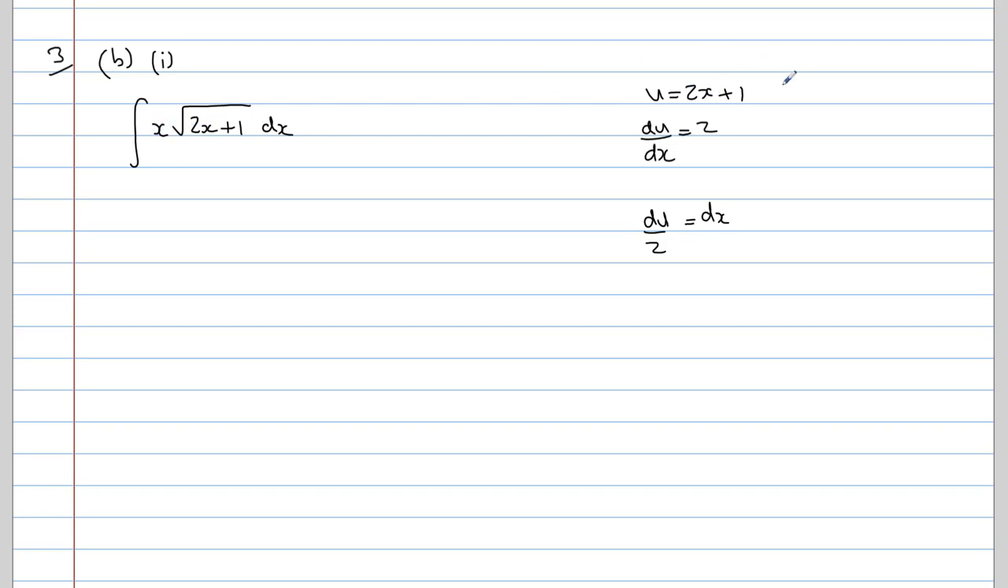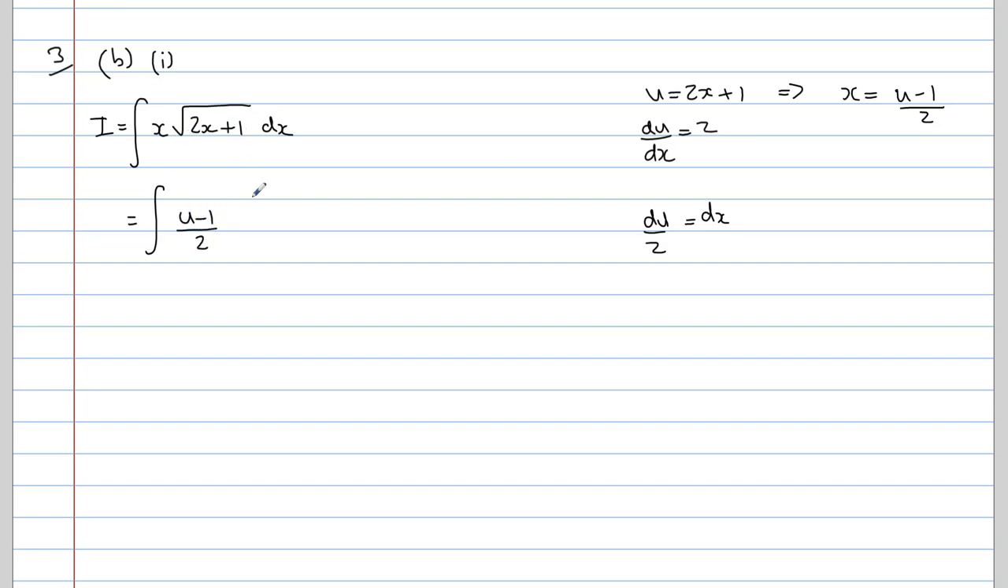So I'm going to take this function here, and I'm going to rearrange it to say x equals. It's straightforward enough that we can do it in our head. We'd subtract 1, and then we would divide by 2. Now I'm going to make all these substitutions. So the x is going to be swapped for u minus 1 over 2.